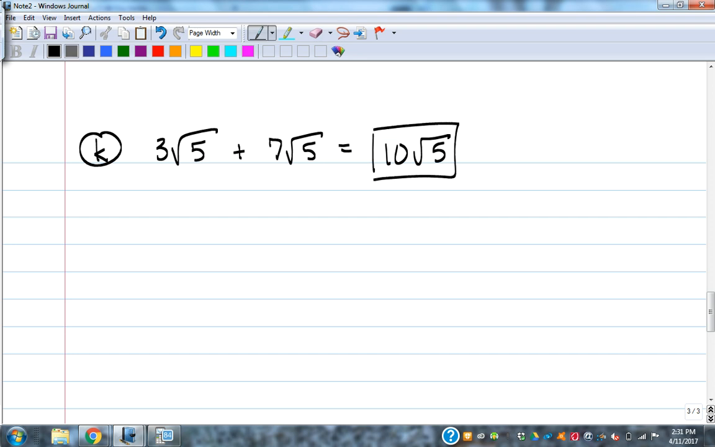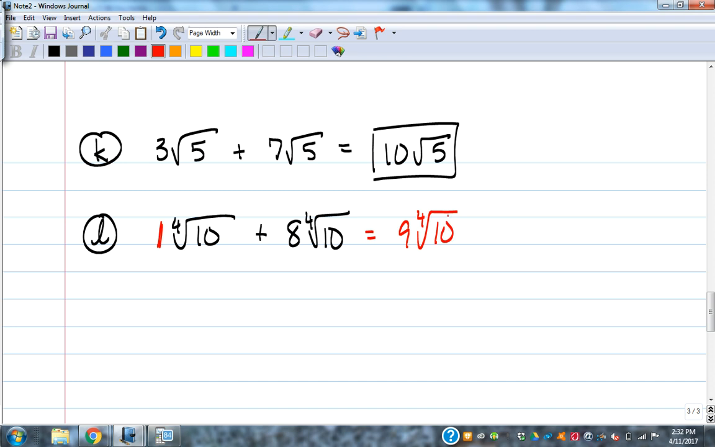We're going to do bigger roots than that. Let's say we had the 4th root of 10 plus 8 times the 4th root of 10. If there's nothing in front, what's really in front? 1. So that'd be 9 times the 4th root of 10. We would need to see if we could simplify that 4th root of 10. It doesn't, but we would always look to see if we could.